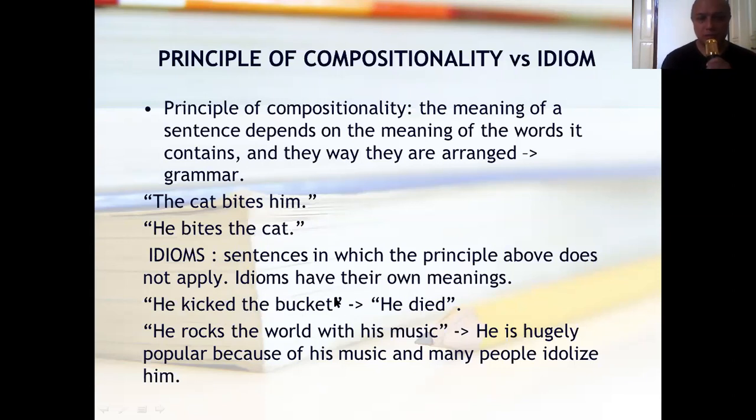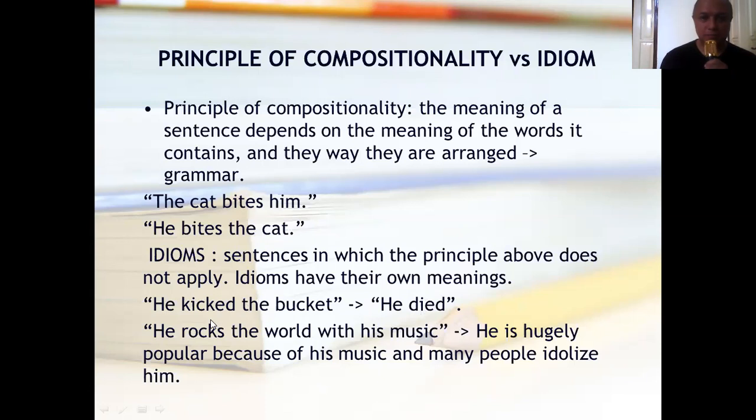And if the context determines the meaning, then it actually means he died. It has its own meaning, he died. So there's nothing to do with bucket, it's nothing to do with kicking. It simply means something else, which is he died, he passed away.